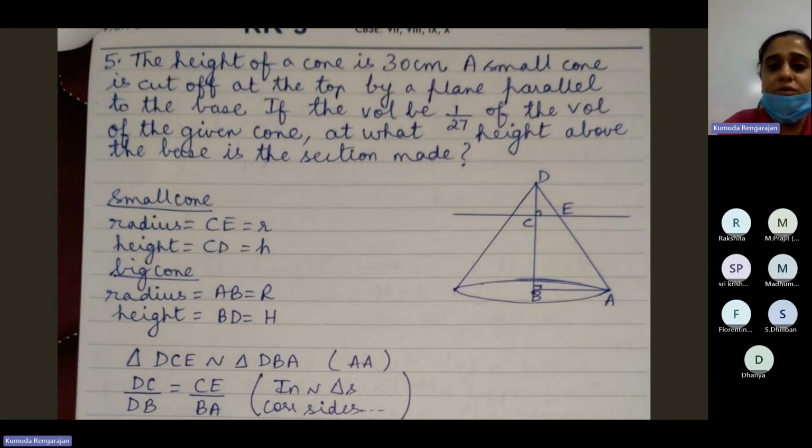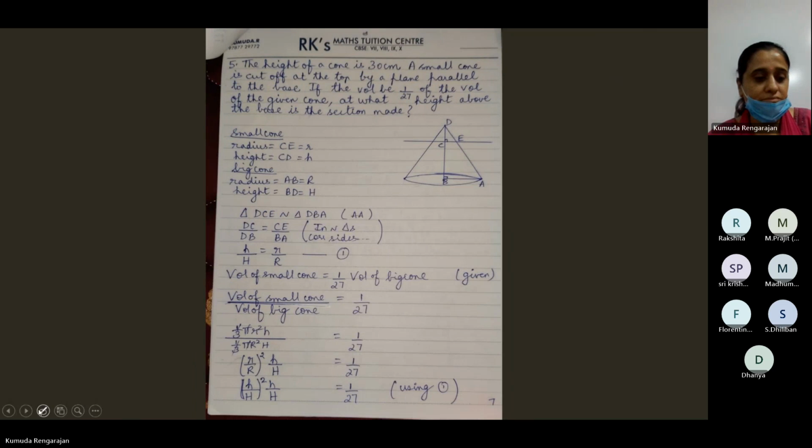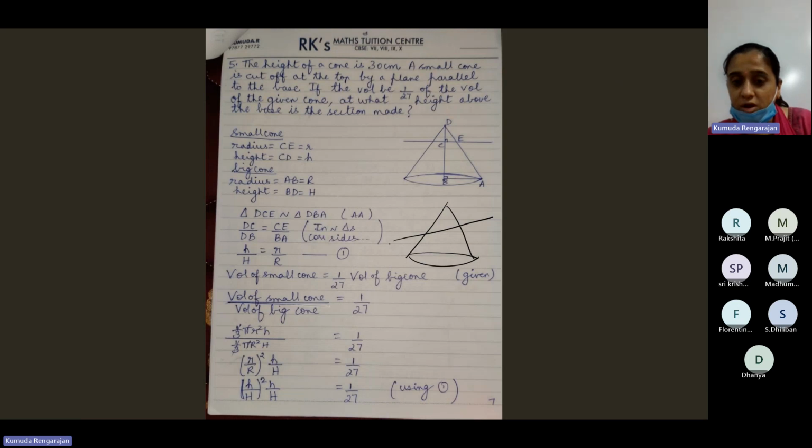So it's given that the height of a cone is 30 centimeters. That is BD. BD is 30. A small cone is cut off at the top by a plane parallel to the base. See the plane, you can cut like this also, right? If this is the cone, you can cut it like this also, right? No, the plane is not oblique like this. The plane which cuts through the cone is parallel to the base of the cone. That's what is the meaning.